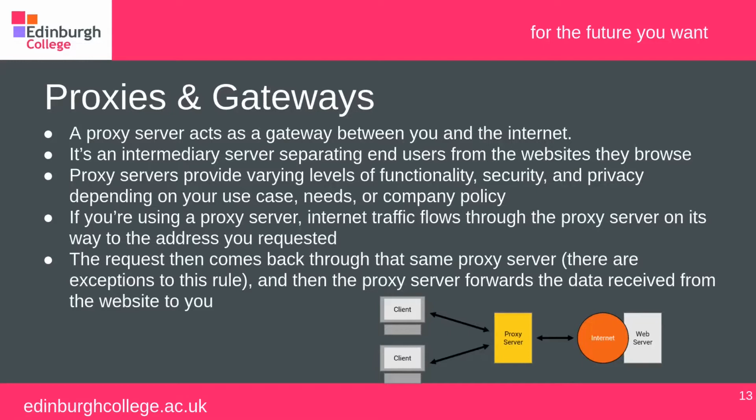If you're using a proxy server, internet traffic flows through the proxy server on its way to the address you requested. So one way you can set up internet monitoring is to set up a thing called a transparent proxy server, and this will just run the internet traffic through the proxy server, logging it as it goes on its way out to the internet. So we can see this proxy server acts as an intermediary server between one device and the internet.